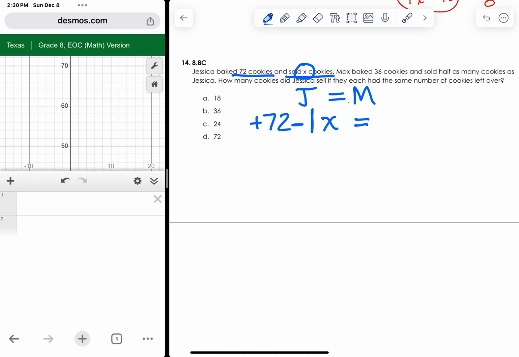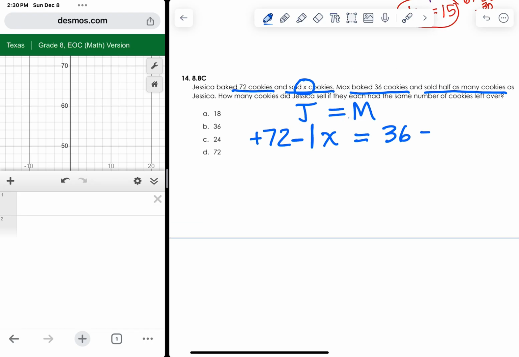And let's see what Max's equation looks like. He has already baked 36 cookies, and he sold half as many cookies as Jessica. Well, she sold 1. We are selling 1/2 of 1, which would leave me with a half X for Max. And now we've got this equation. We're going to solve for X.